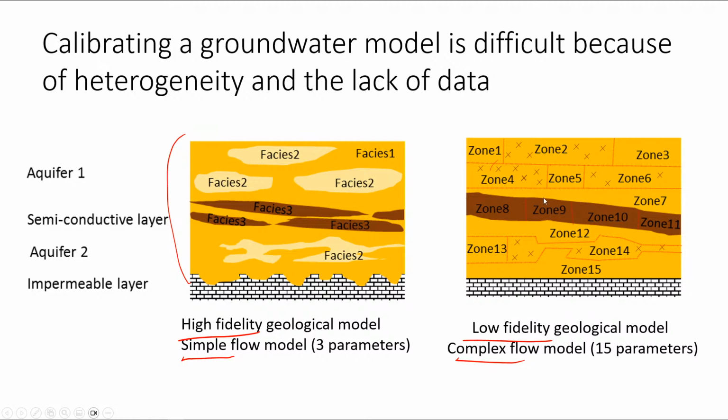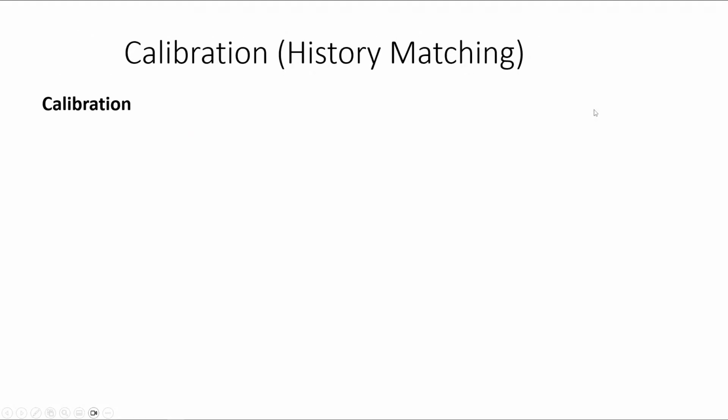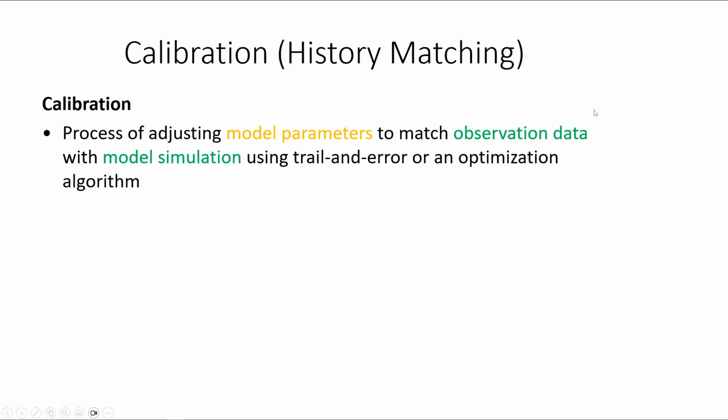These are some basic concepts about model calibration, but let's look more at what we mean by model calibration. So calibration is history matching. Let's read this definition. Calibration is the process of adjusting the model parameters, like your hydraulic conductivity value and your boundary conditions, to match the observed data with the model simulation using trial and error or an optimization algorithm. So we can do this manually or using an optimization algorithm.